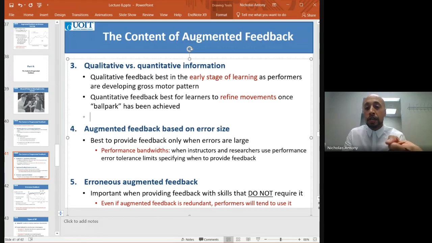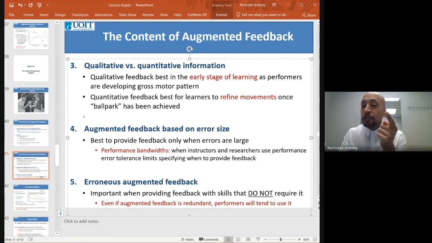So then the question is, okay, if we've learned augmented feedback is generally good, right? It's a way to enhance learning. And the factors in the previous slide would be what you want to consider when giving augmented feedback. Okay, you know that. That's perfect. Now, do you give augmented feedback all the time?